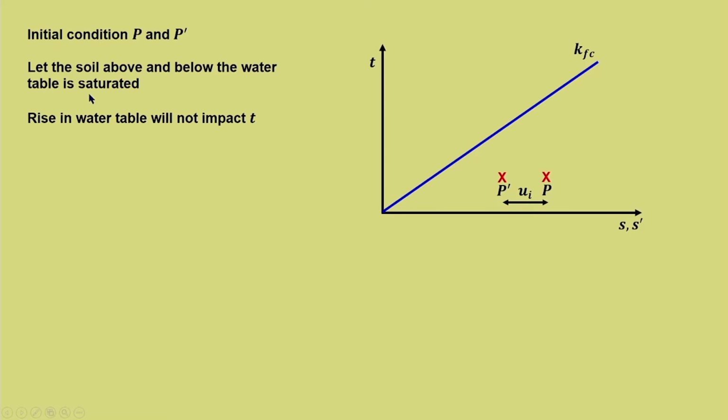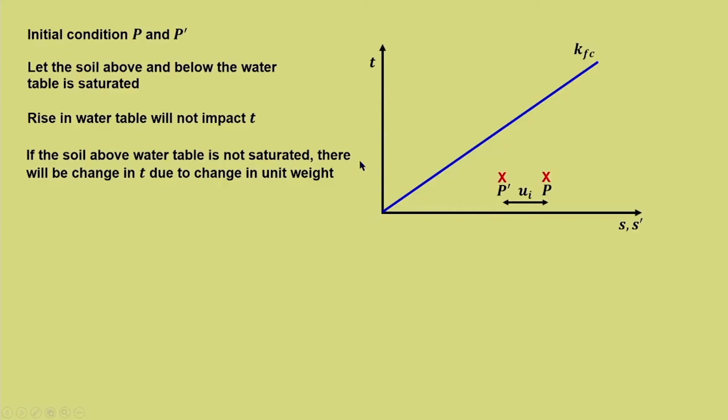Because when there is any change in the unit weight, that is going to change the T component as well. So, in this case, if we presume that the soil is more or less saturated, then there is nothing much that is going to change in T. That is the reason why it is assumed that the soil above and below the water table is saturated. Therefore, rise in water table will not impact T, because T is not influenced by pore water pressure. Whether it fluctuates up and down, it is not going to get influenced.